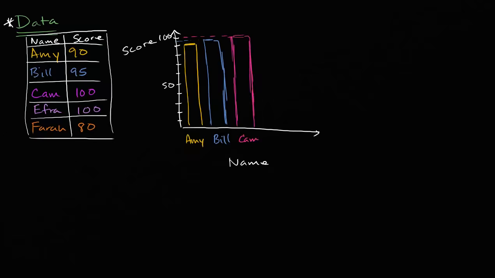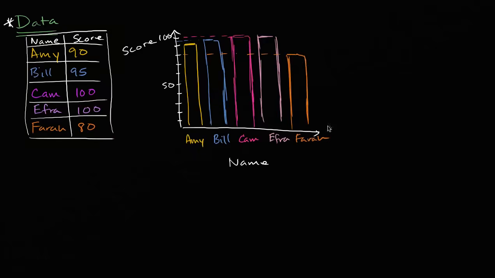Efra got the same score as Cam. So let me do that in Efra's color. That's Efra's score right there. She also got 100. And then finally Farah got an 80. So 60, 70, 80. So this is Farah's score right over here. So this is another way of representing the data.